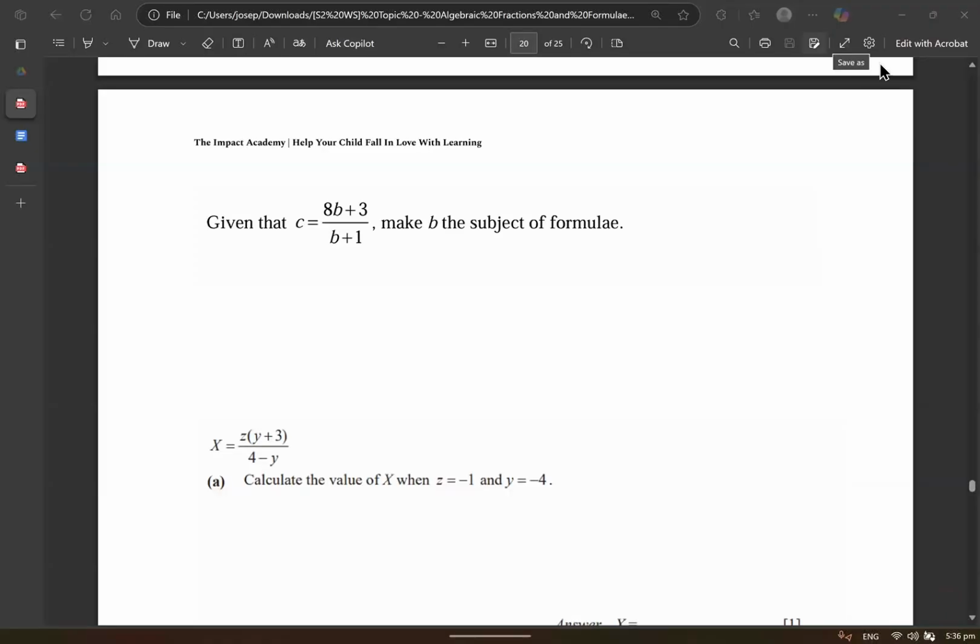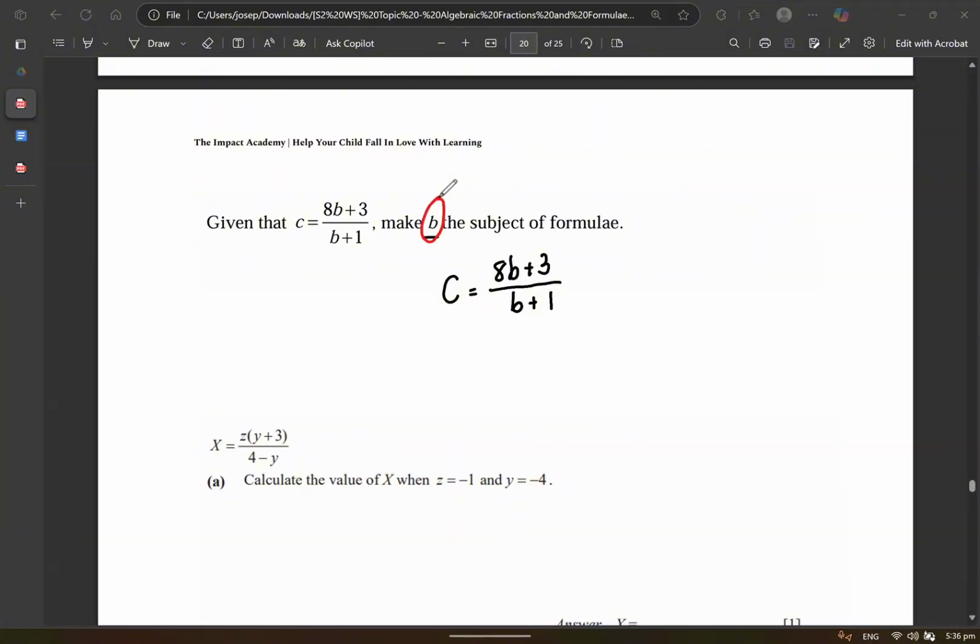Okay, the first thing you want to do is to make B the subject of the formula. So C is equal to (8B + 3) over (B + 1). You want to make B the subject. That means, again, you want to isolate B, right?